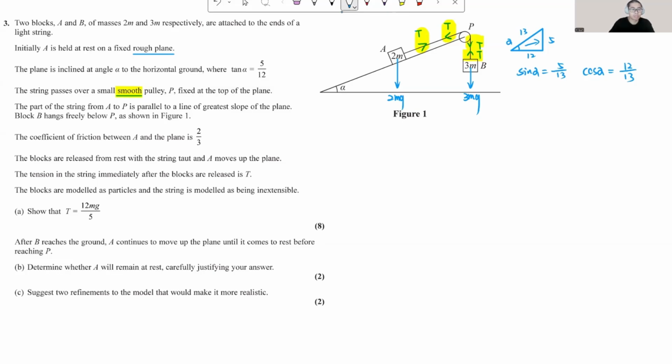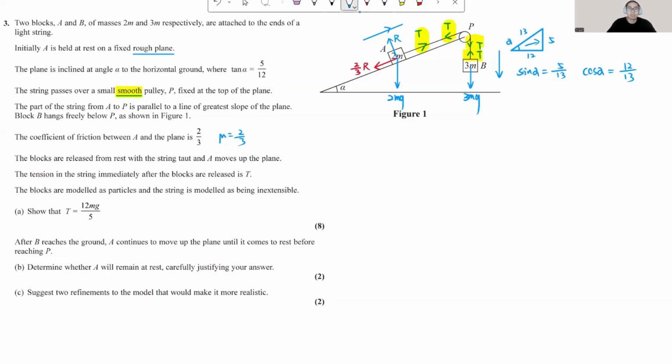The coefficient of friction between A and the plane is 2/3, so mu is equal to 2/3. The blocks are released from rest with the string taut, and A moves up the plane. So if A goes up, then B should go down like this. We know friction should always be opposite to the moving direction, so friction goes opposite to the moving direction. Mu is 2/3, so that would be 2/3 R. And don't forget there would be a normal reaction R here, perpendicular to the plane.